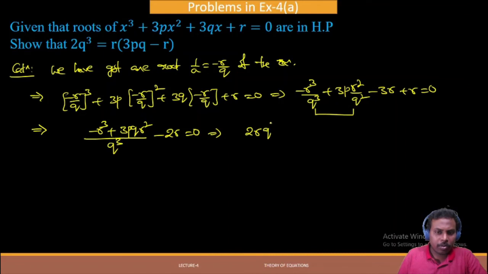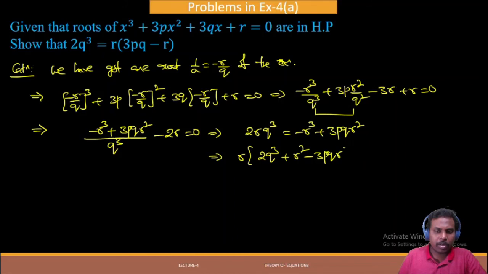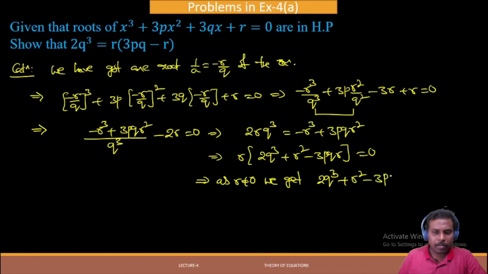This implies 2r into q cube is equal to minus r cube plus 3pq into r square. Now take r common, then I get 2q cube plus r square minus 3pq into r is equal to 0. This implies, as r not equal to 0, we get 2 into q cube plus r square minus 3pqr is equal to 0.